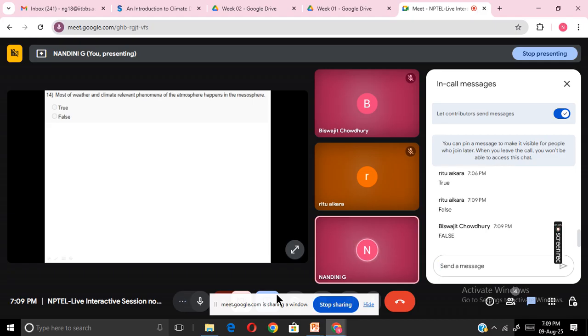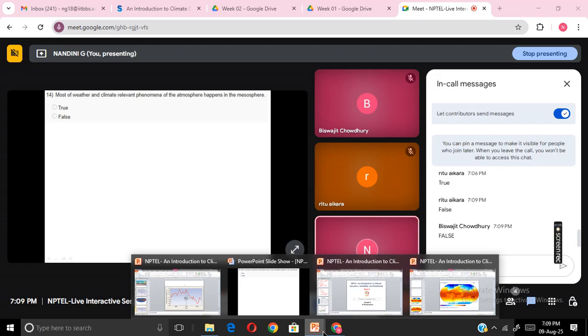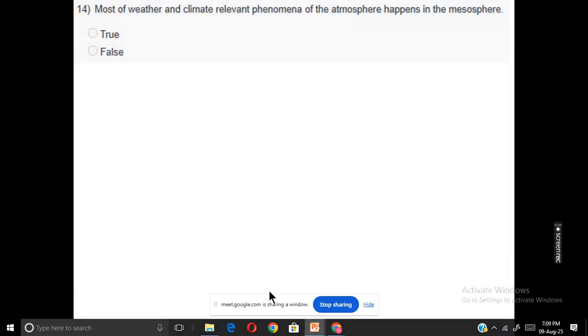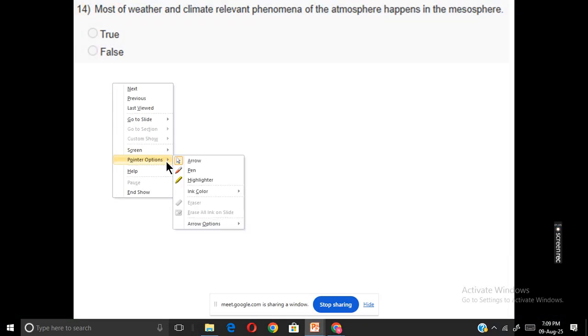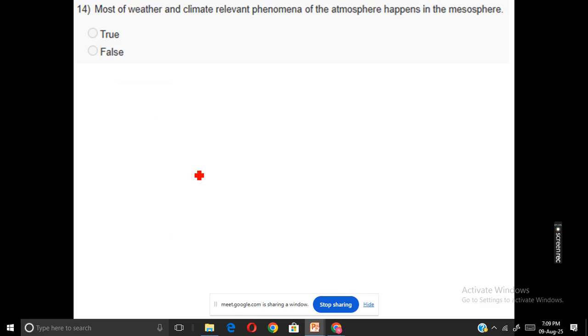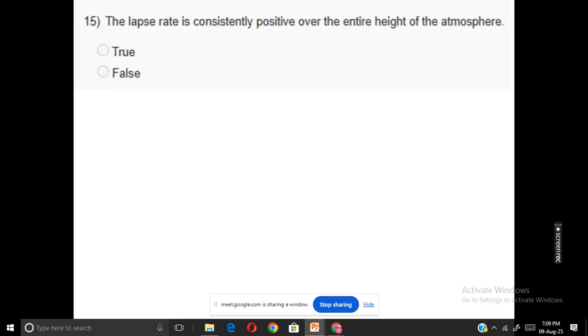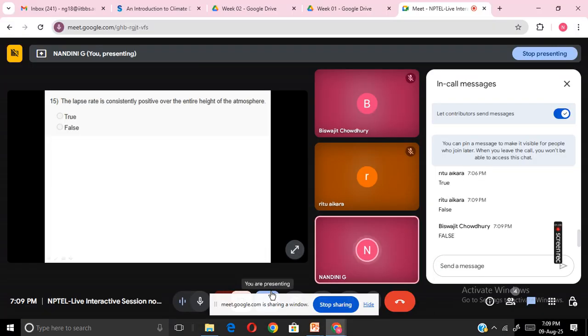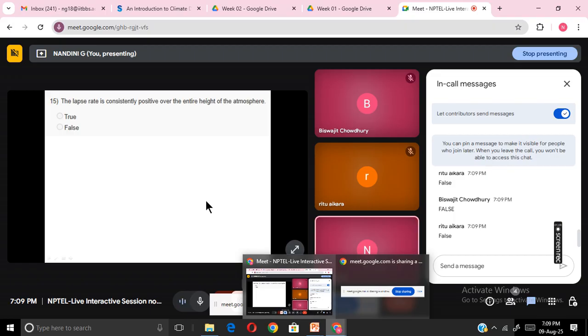Yeah, it is false because it is the sphere which doesn't impact the climate, least affected by, least influencing the climate. So the lapse rate is consistently positive over the entire height of the atmosphere. Is that correct? Atmosphere in the sense it includes troposphere, stratosphere, mesosphere and thermosphere. Is the lapse rate constant in all these layers, or if we take the entire height of the atmosphere, is it a constant?